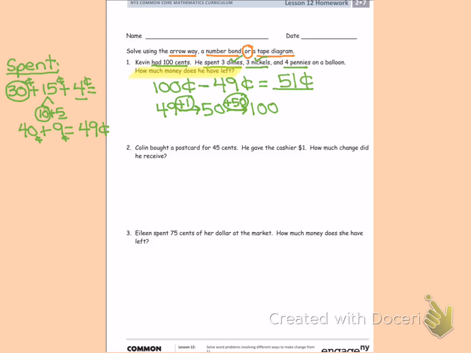Here you can see I chose to use the arrow way. Maybe you prefer to use a number bond. I'll draw a number bond too. I'll put the 100 cents here, and I'll put the 49 cents that he spent here, and the 51 cents that he had left here.